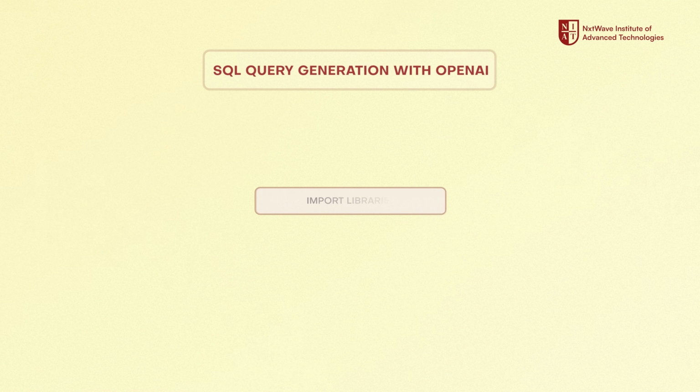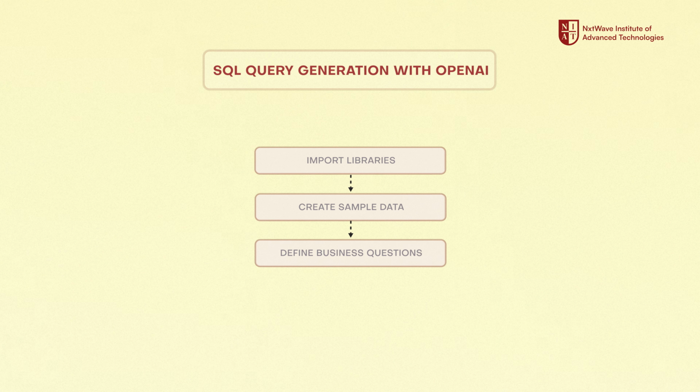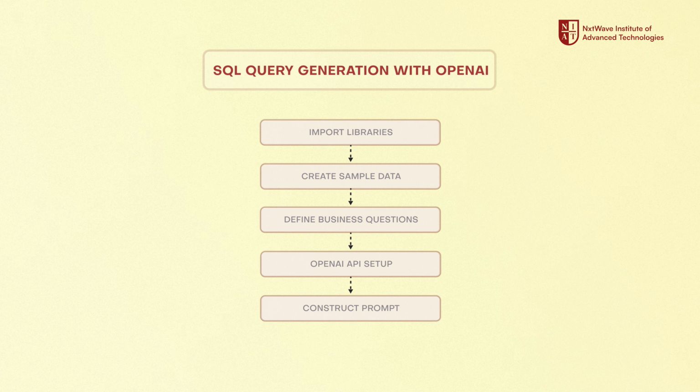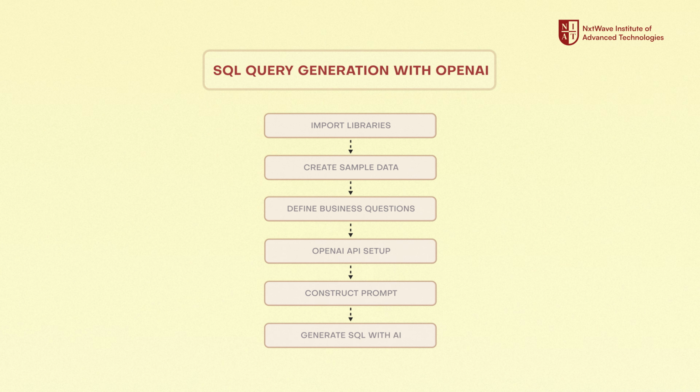Now, before we dive into the code, let's understand the workflow. We have the first section which imports the libraries. Then we have the second section where we create the sample data. In section 3, we define the business questions. In section 4, we set up the OpenAI API. In section 5, we construct the prompt. And in section 6, we generate the SQL using AI. Now we will proceed to implement the following.